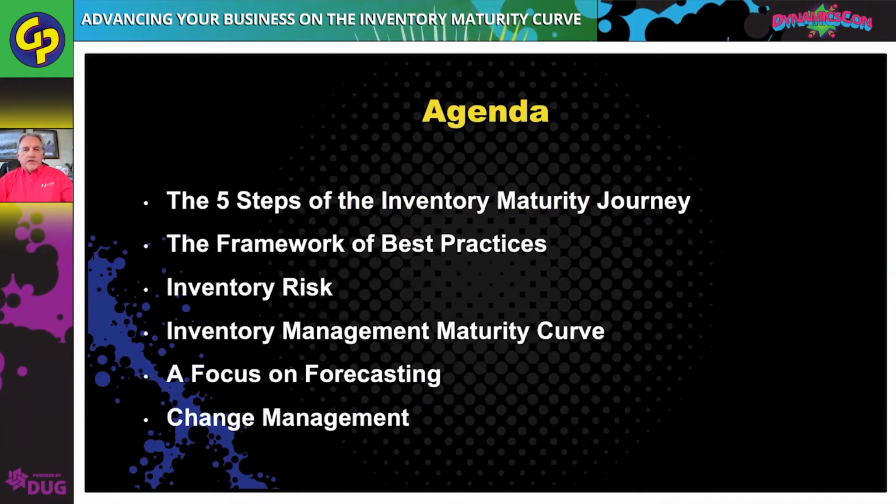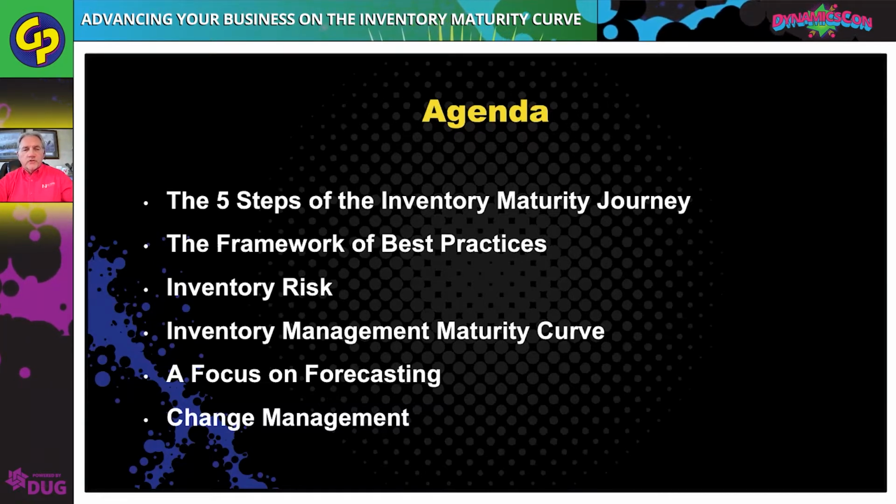Quick agenda for today, just to give you a feel for where we're headed with this. We're going to talk about the 5 steps of the inventory maturity journey and cover what we're looking at there. Then we'll segue into a little bit of discussion on the framework around best practices that really applies to this topic as well as others in your organization, I think. Then we'll talk about some fundamental concepts around this that help inform the discussion regarding the maturity curve itself, and that'll be around the area of inventory risk, making sure we have a good grounding there.